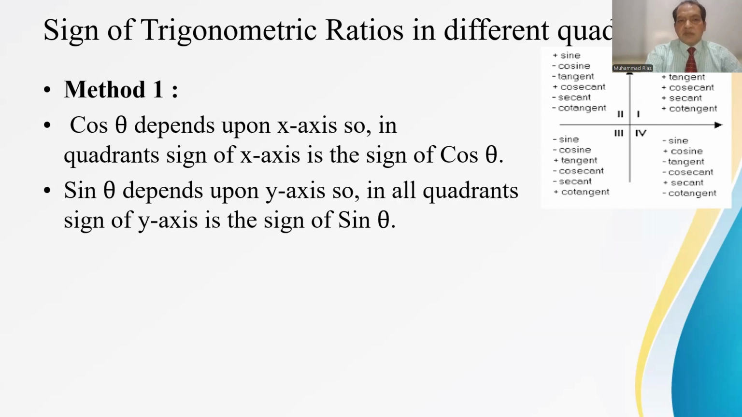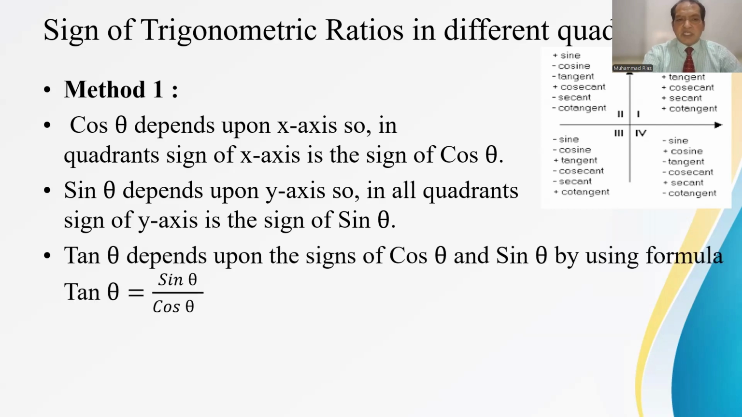As you know, sin theta depends upon the y-axis. So in all quadrants, the sign of the y-axis is the sign of sin theta. Means sin theta depends upon the y-axis of the Cartesian plane. Tangent theta depends upon the signs of cos theta and sin theta, by using the formula tangent theta is equal to sine over cos.